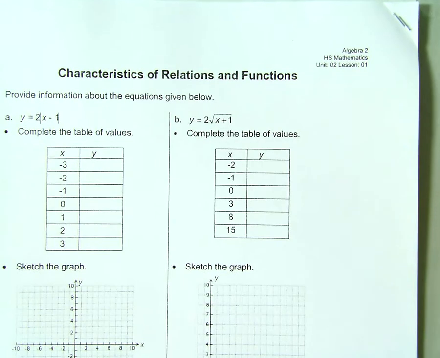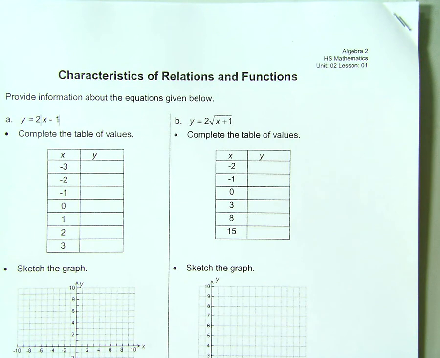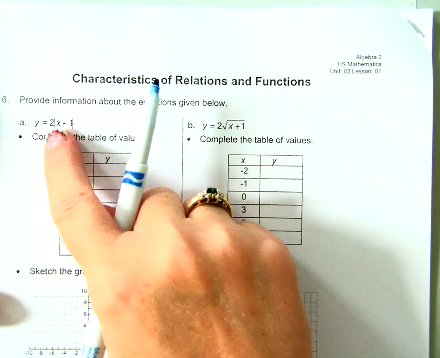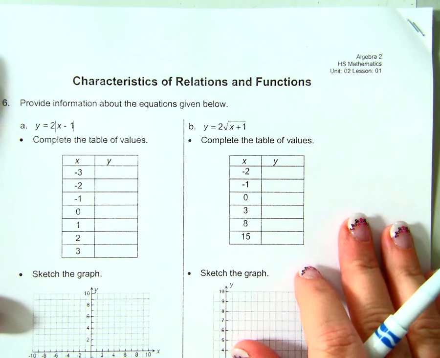Okay, we have two things to do in 4 minutes. Oh, we have 6 minutes. We're good. Ready? It gives us this information, so complete the table.